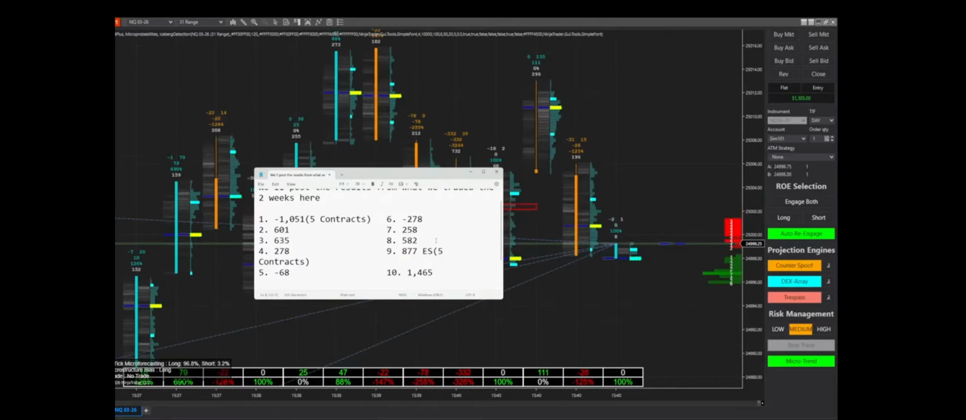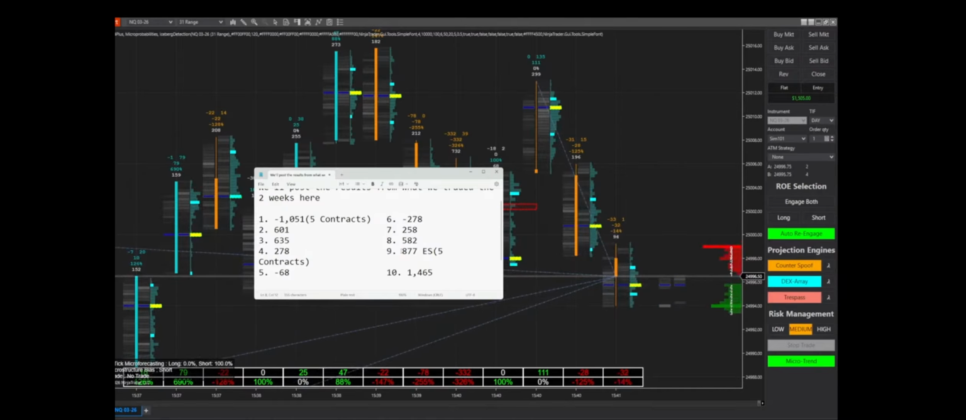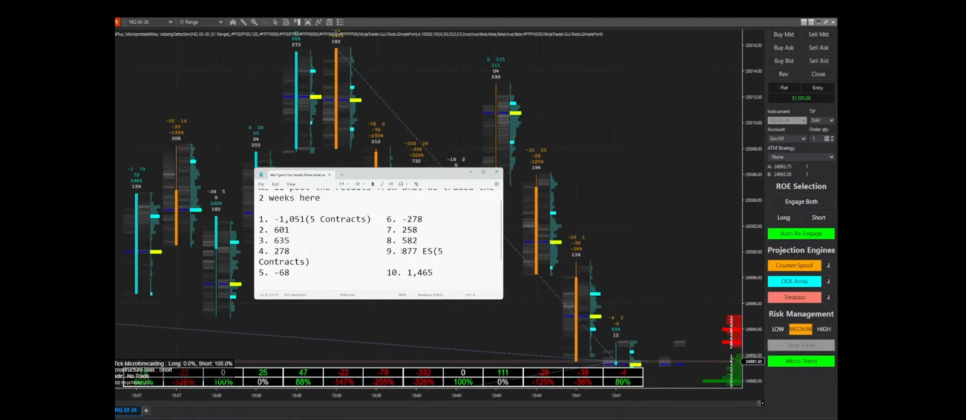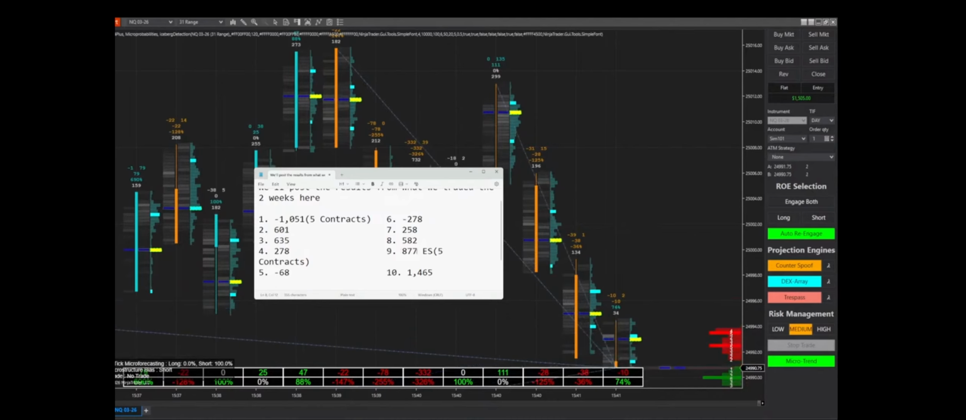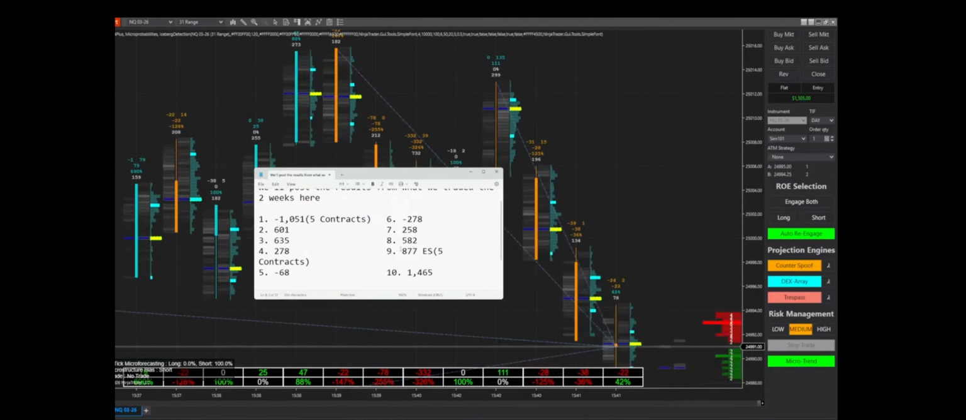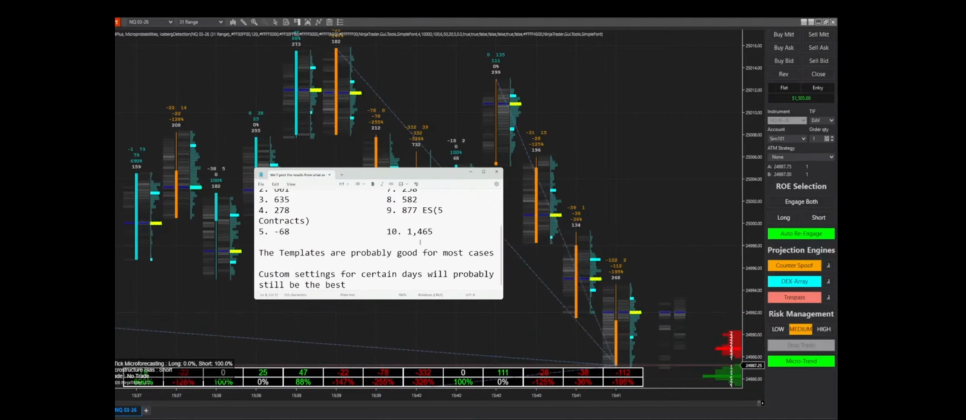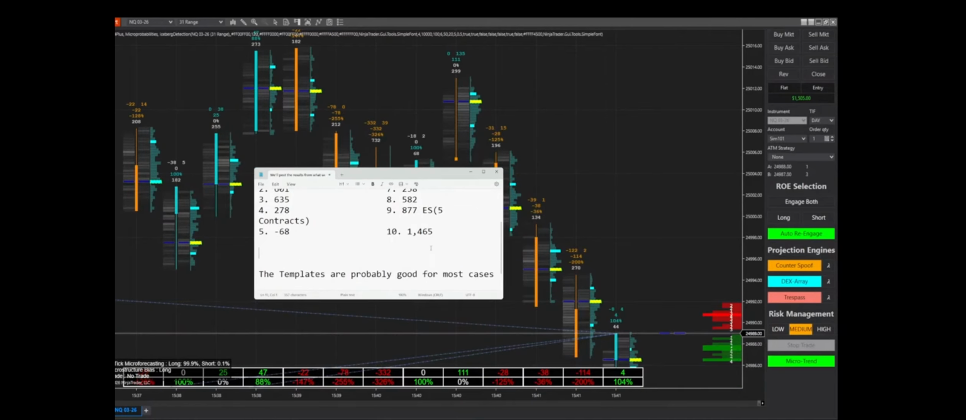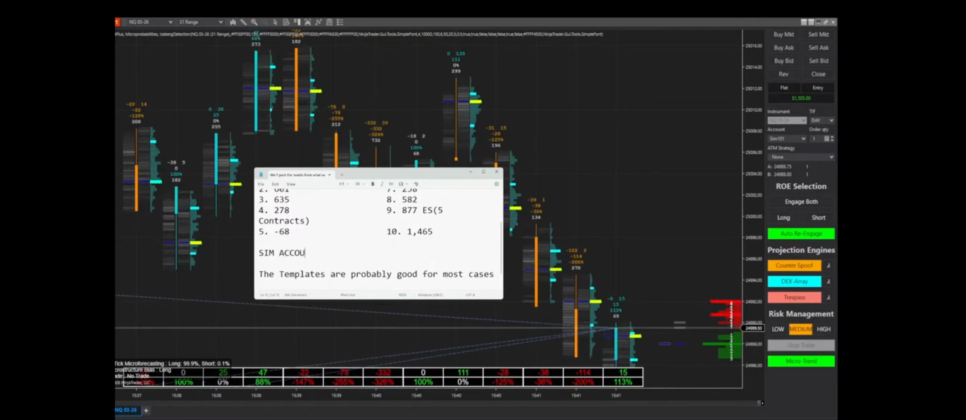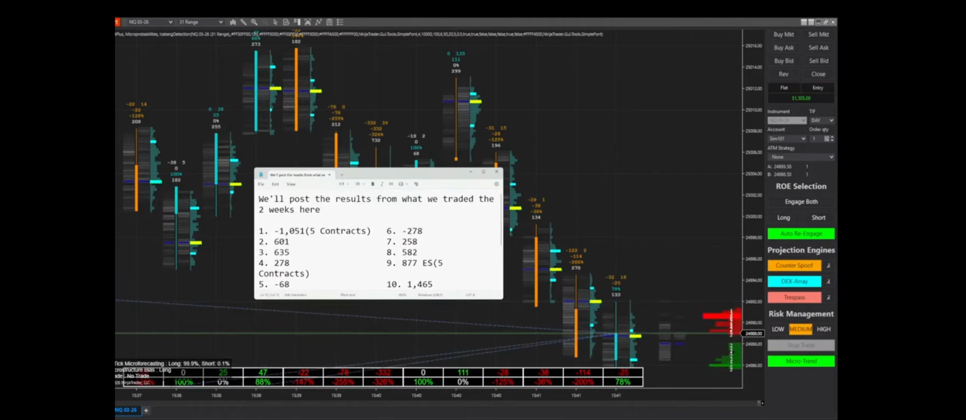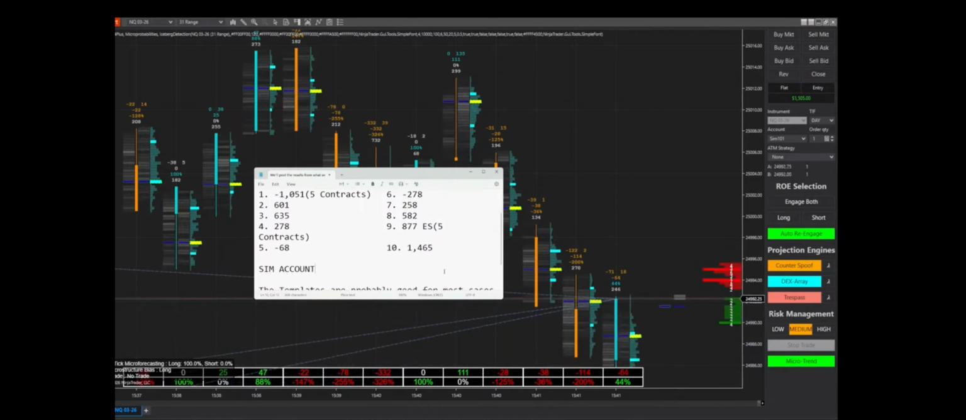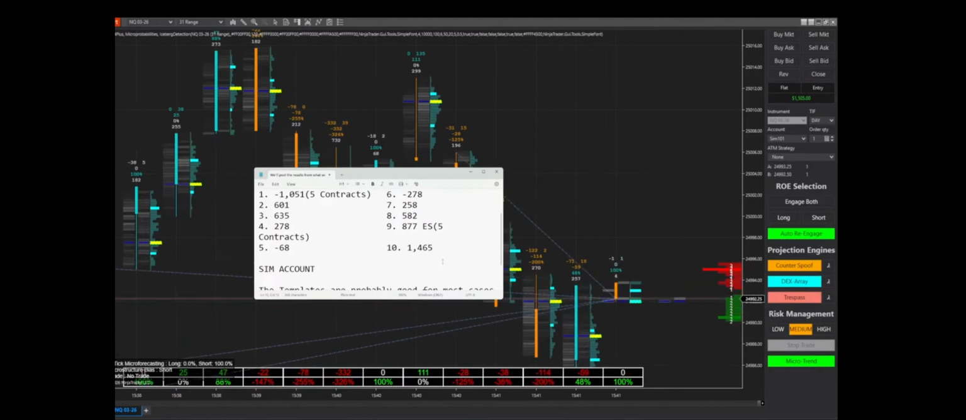So 258 for day 7, 582 for day 8, 877 we were trading yesterday or last week. ES, we made 877 before the technical problem. By the way, all of this is on a sim account. So we made 877 trading ES 5 contracts, and then today after fees we made 1465.